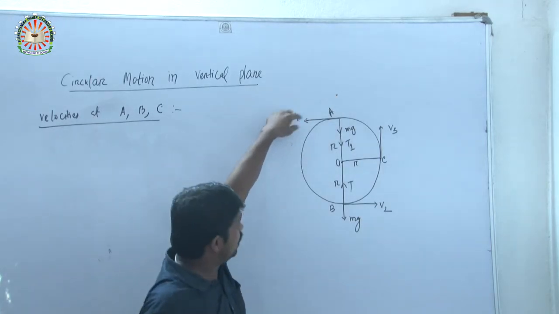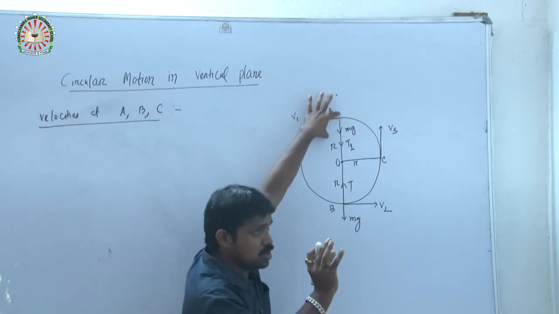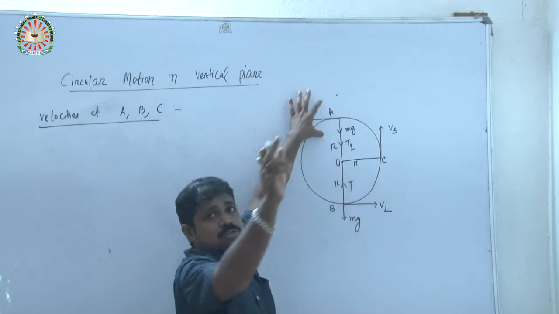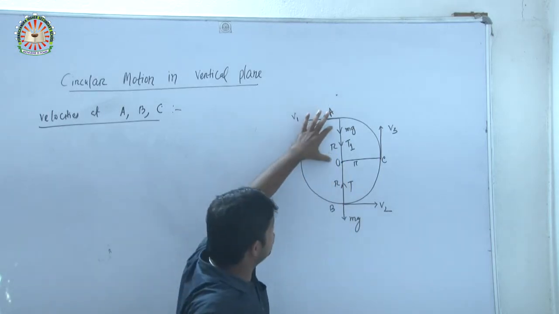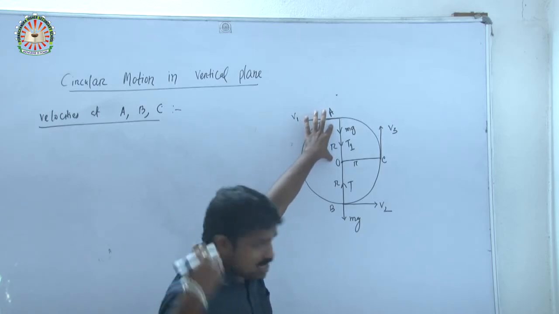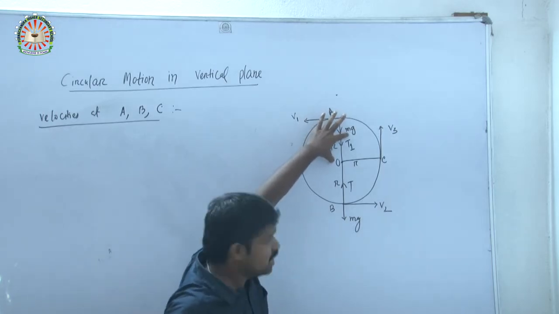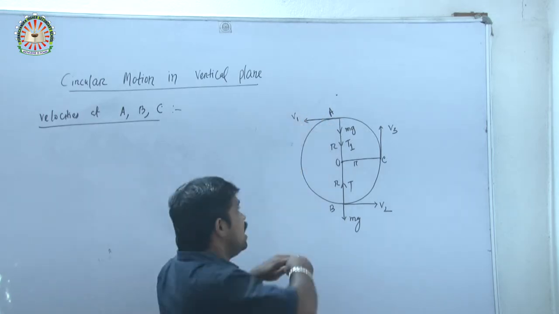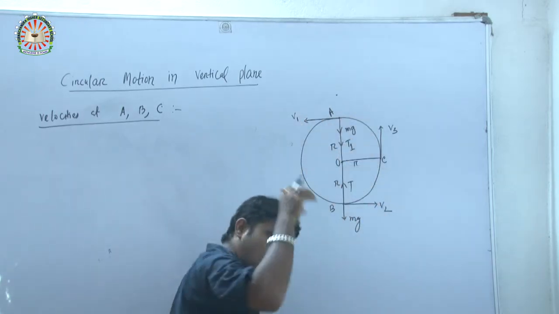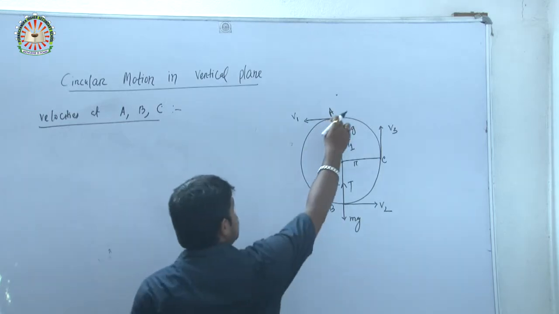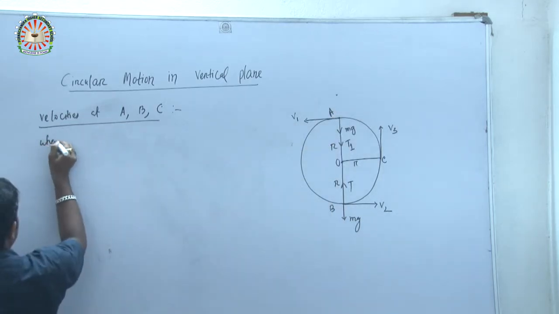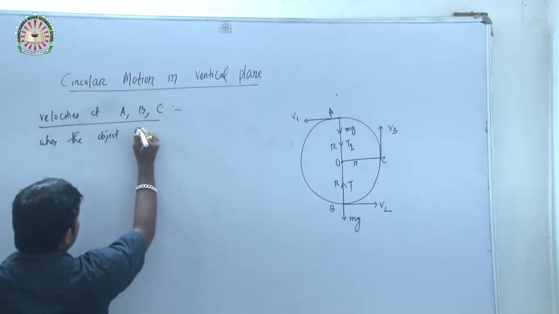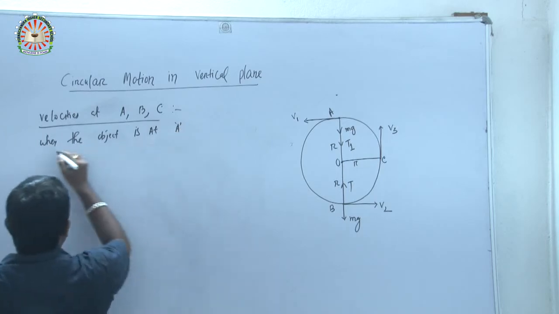we are going to find out the minimum velocity v1. Okay, at this point a force is applicable towards the center. That force is nothing but your centripetal force. Okay, and this centripetal force is provided partially by the weight mg and by the tension in the string. Okay, these are the two forces applied at the point A on the object. Clear? So when the object is at A.